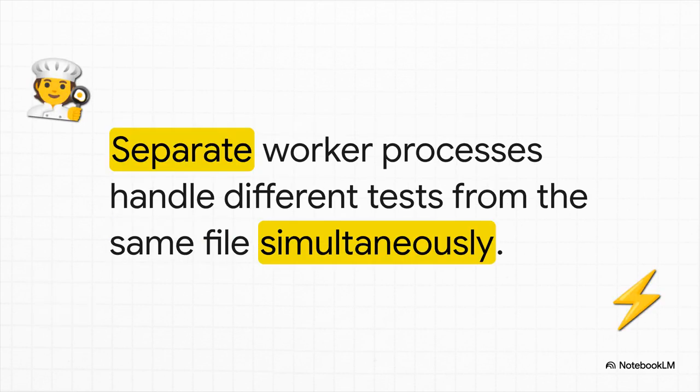But when we flip that switch to parallel mode, it's like yelling all hands on deck. Suddenly, all our available chefs, our worker processes, can grab different orders from that same long ticket and start cooking all at once. You've got one chef on the fries, another on the burgers, a third on the shakes. What's the result? The whole meal gets out to the customer way, way faster. Our test suite finishes in a tiny fraction of the time.